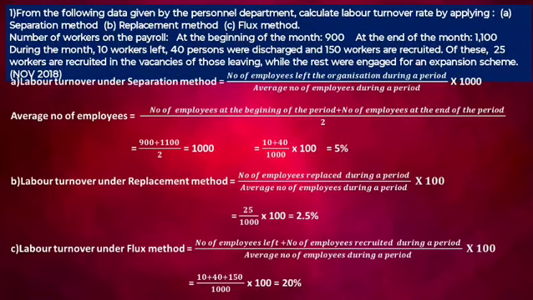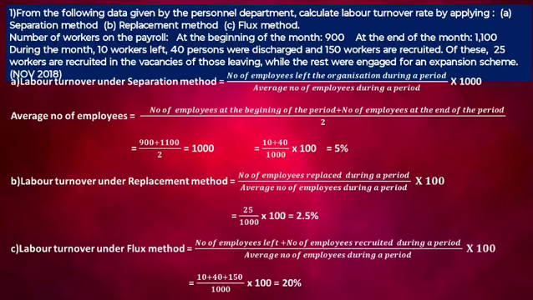With this sum, the number of workers on the payroll is 900 at the beginning and 1100 at the end. During the month, 10 workers left, 40 persons were discharged and 150 workers were recruited. Of these, 25 workers were recruited in the vacancies of those leaving, while the rest were engaged for an expansion scheme. So this question has appeared in November 2018.